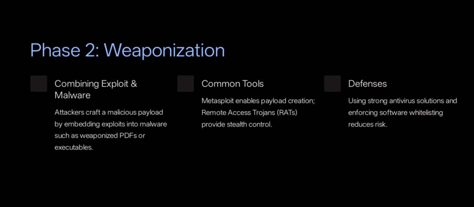B. Obfuscation and encryption. To evade detection by antivirus software, attackers may obfuscate or encrypt their payloads. Techniques include code obfuscation, altering the code structure without changing its functionality. Packing, compressing or encrypting the payload to hide its contents. Polymorphism, changing the code with each infection to avoid signature-based detection.